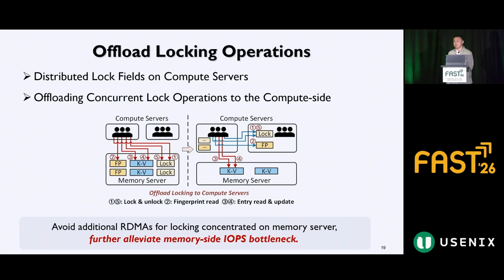To further extend the compute-side collaborative design, we distribute the log fields of leaf nodes across compute servers, similar to the distributed fingerprint storage, offloading concurrent locking operations to the compute side. This approach avoids RDMA requests for locking from being concentrated on the memory server and further alleviates the memory-side IOPS bottleneck.